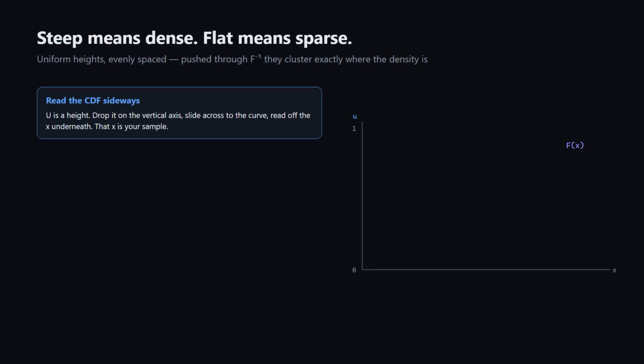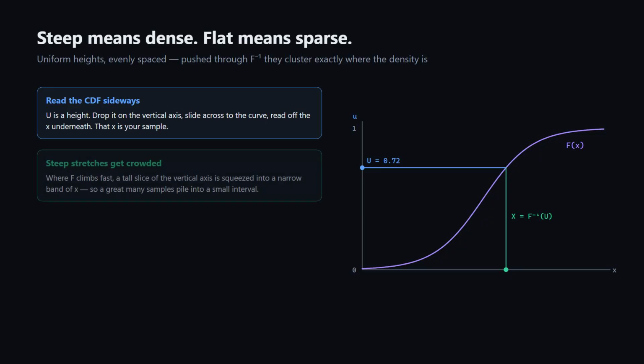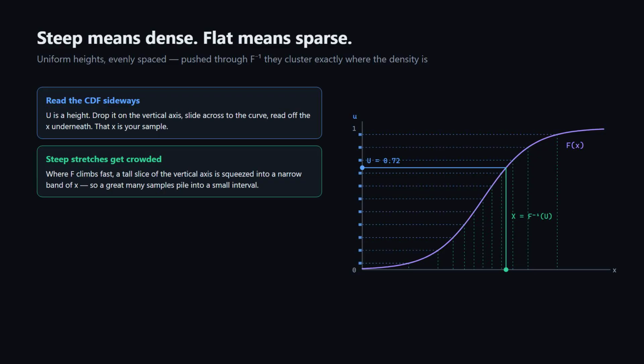Here's the same fact as a picture. Draw the CDF. It climbs from 0 up to 1. Your uniform U is a height, so drop it onto the vertical axis, slide across until you hit the curve, and read off the x underneath. That is your sample.